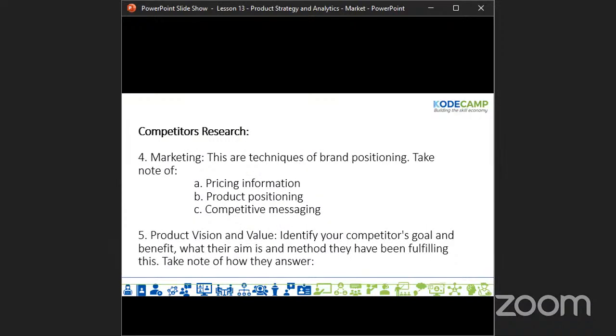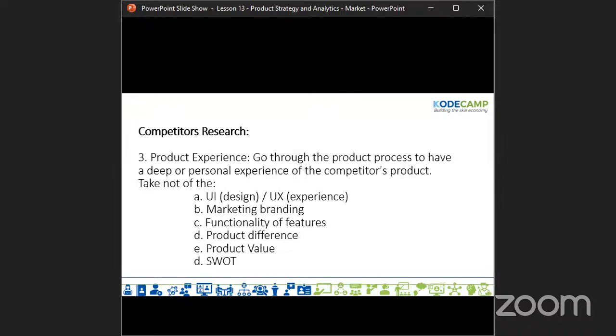So moving on, we have marketing. Remember, I talked about marketing branding, yeah? But that was you as a customer. At the end of the customer journey, at the checkout point, what happens?